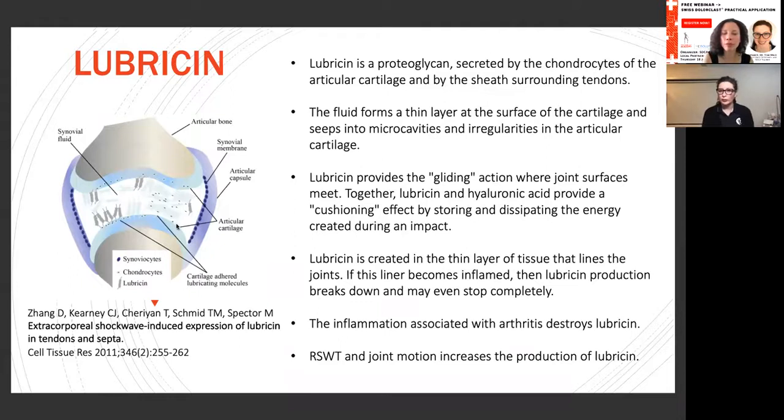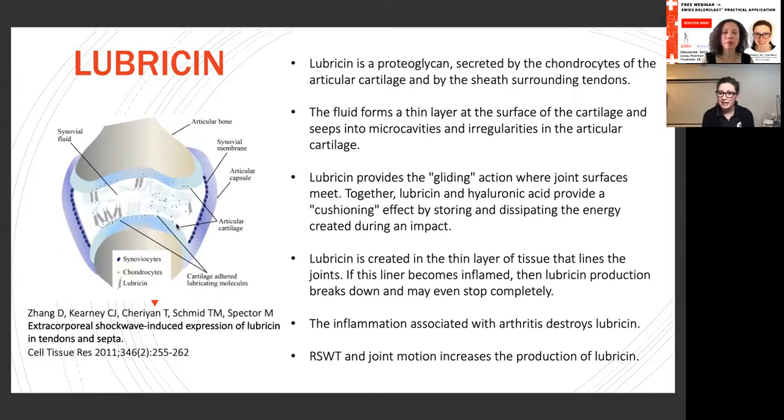So we've got lubricant and hyaluronic acid, which provide a cushioning effect by storing and dissipating the energy created during an impact. So to help shock absorb all our joints and take pressure off those spaces. Lubricant's created in the thin layer of tissue that lines the joints. So if this liner becomes inflamed, then production breaks down and may even stop completely. So we know that inflammation that's associated with arthritis destroys lubricant.